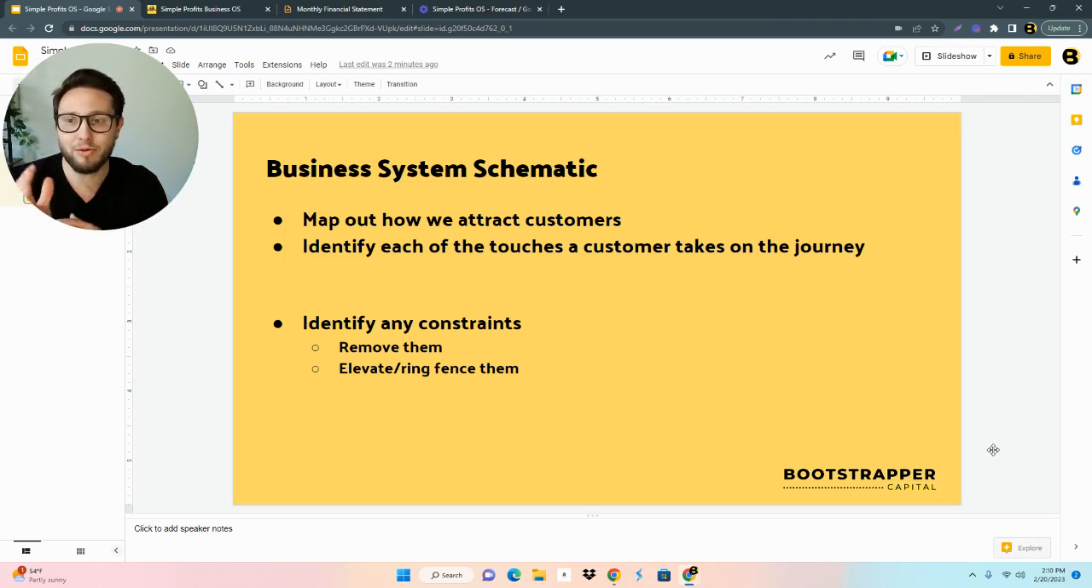So we want to map out all of the things that we need to do in our business to be able to support that journey. It's a tall task at first. And if you go and ask 100 entrepreneurs or 10 entrepreneurs, how many of you have a visual schematic of your business system today? The likelihood is not too many are going to raise their hand.